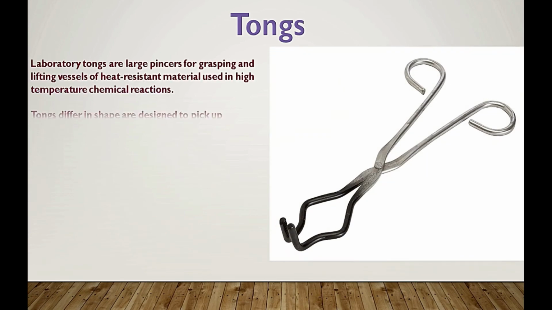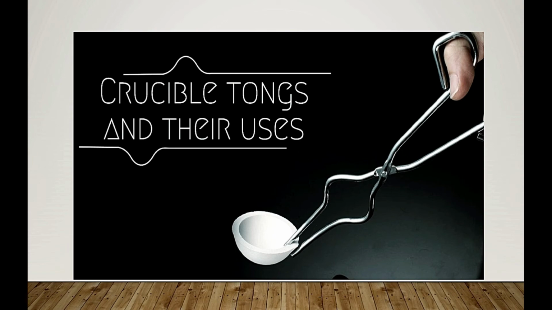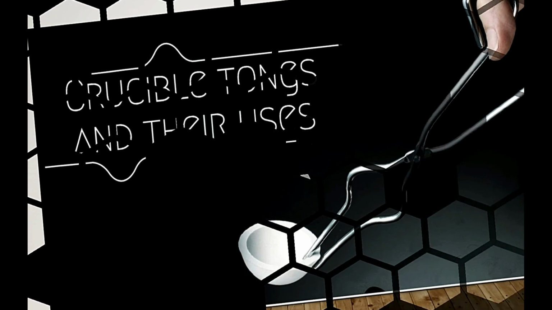Now next equipment is tongs. Laboratory tongs are large pincers for grasping and lifting vessels of heat-resistant materials used in high-temperature chemical reactions. Tongs differ in shape and are designed to pick up laboratory items including hot evaporating dishes, beakers, crucibles, and other laboratory apparatus. So if any apparatus is hot, you can use tongs to hold these apparatus just like this.